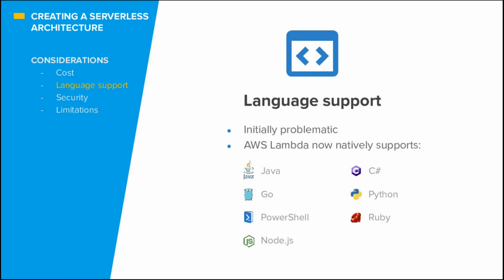Additionally, while language support was initially a bit problematic with serverless architectures, where you might need to be tied into a particular language or locked into how a serverless provider wants to do things, nowadays those language options have really opened up quite a lot. For example, AWS Lambda has native support for Java, Go, PowerShell, Node.js, C#, Ruby and Python. So that way, you have a wide hiring pool to leverage, and there's quite a lot of existing knowledge that can be brought to the task at hand.